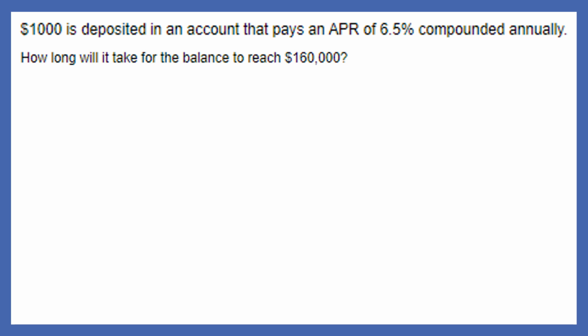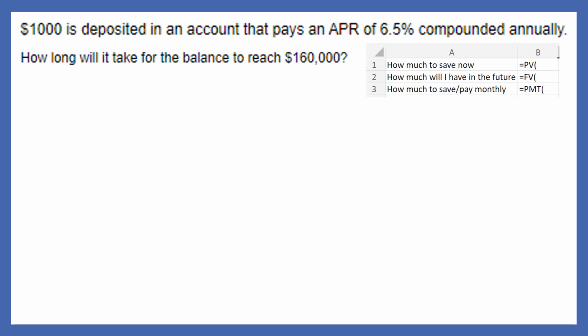If we have a $1,000 deposit in an account that pays an APR of 6.5% annually, how long will it take us to reach our goal? Now, this is assuming we're not putting more money in. And you might say, oh, can we use Excel for this? Well, Excel has a function for figuring out how long something will take, but it's kind of weird. It's kind of difficult to use. So we're not going to use it because it doesn't work maybe like you'd expect.